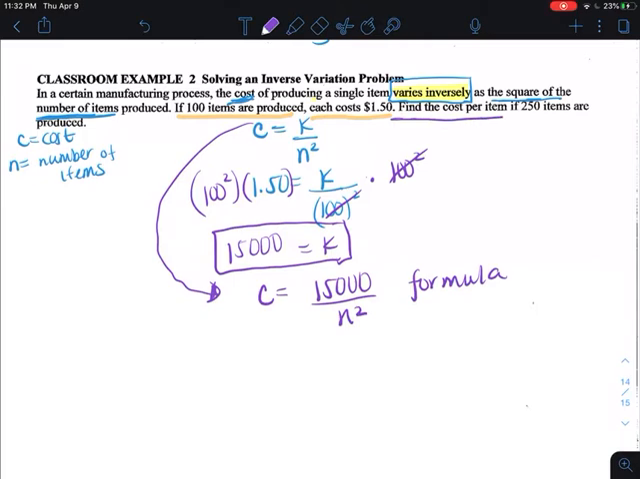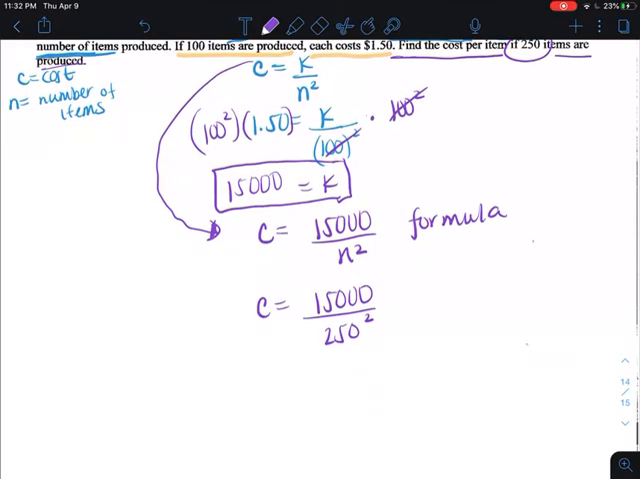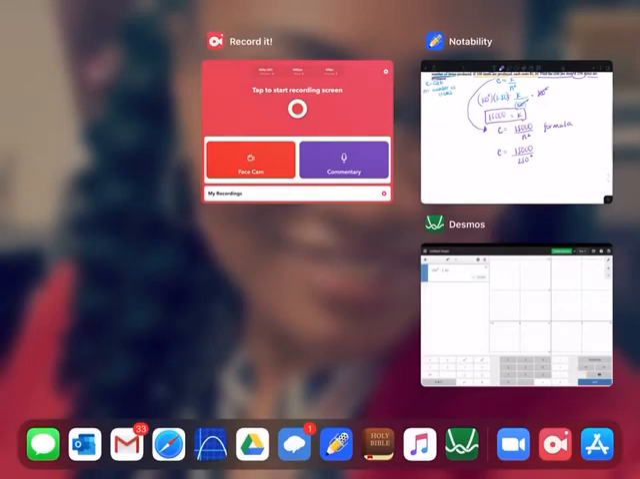So to finish this off, it says find the cost per item. So we're looking for C, if 250 items are produced. So 15,000 over 250 squared. So I'm going to put that in my calculator.